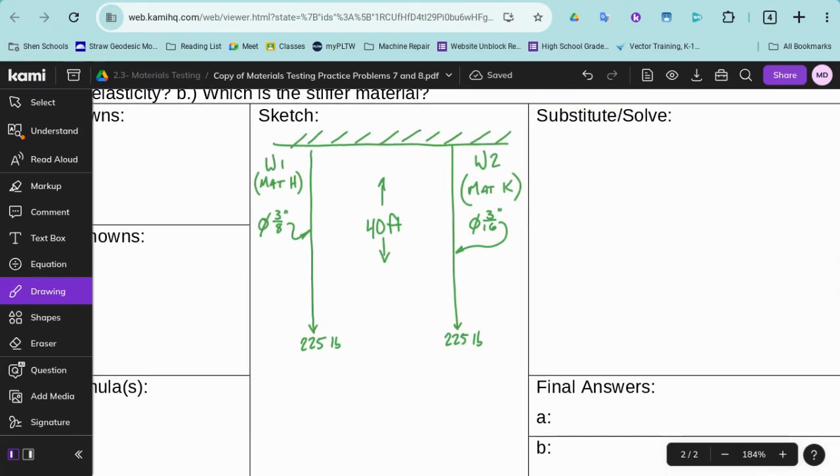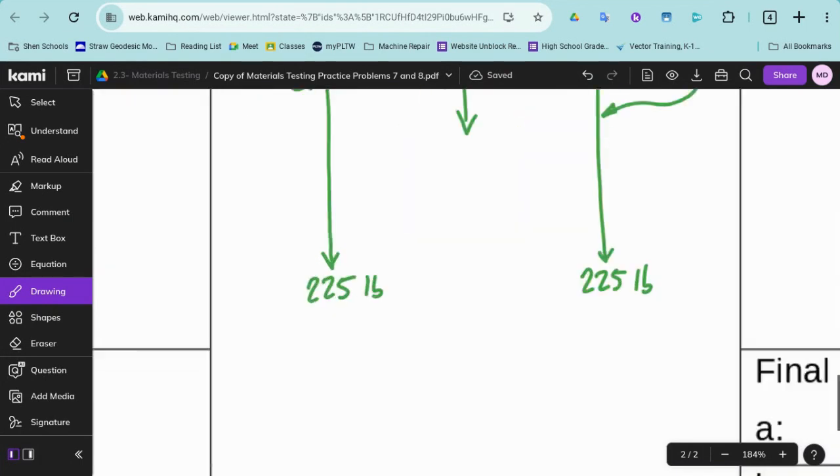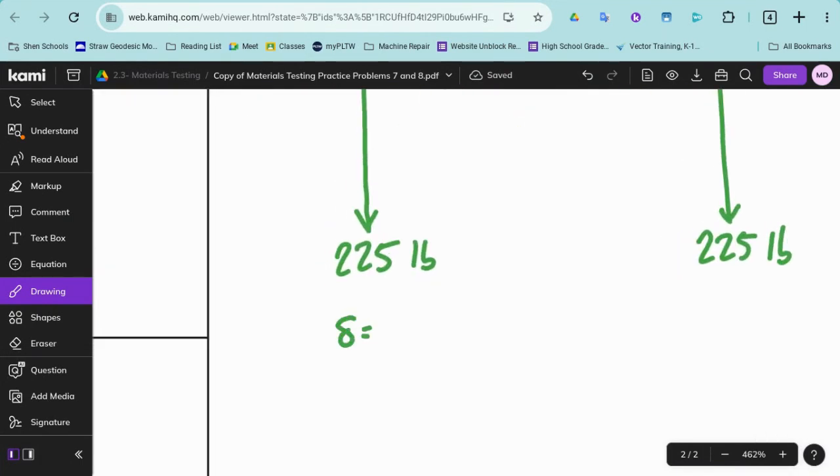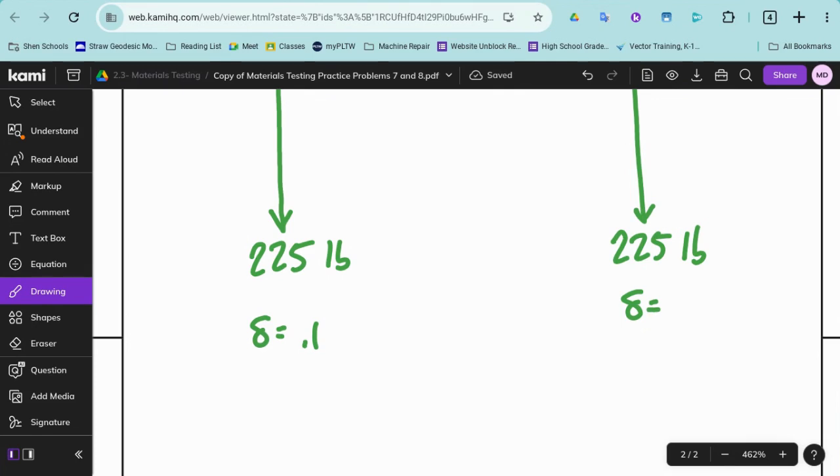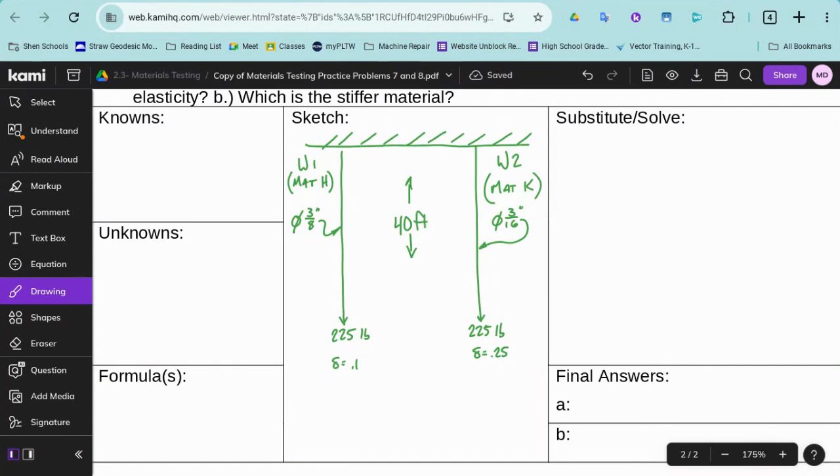So again, we're given the amount of stretch on each of these. The elongation here for wire 1 is 0.1, and the elongation for wire 2 is 0.25. Because the two wires are not the same diameter, we can't just eyeball this. Even though they're loaded with the same amount of force and are the same length, it doesn't really tell us the whole picture that wire 2 is stretching more. Wire 2 could be stretching more just because its diameter is smaller. But we'll need to do the math to find out.